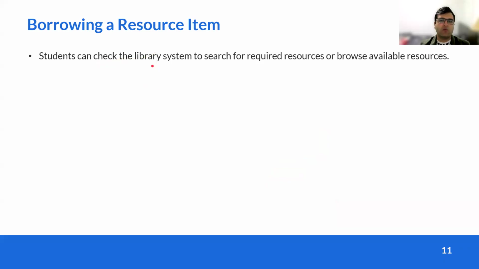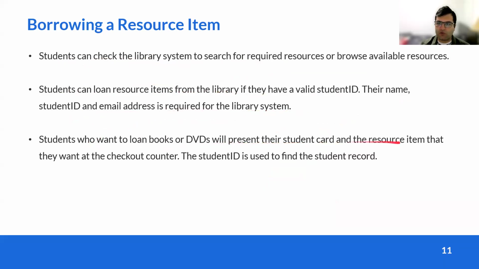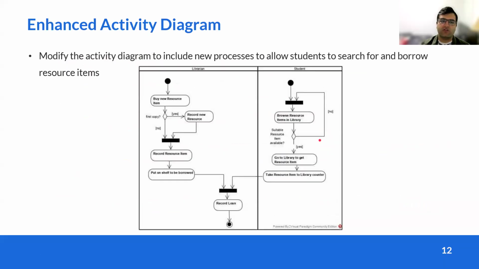So let's look at how students will borrow a resource item. They check the library system to search for required resources. They can loan resource items and represent their ID. The librarian checks the student's details, checks whether they owe any money for lost items, records the barcode of the resource item, and informs the student when they are due to return it.